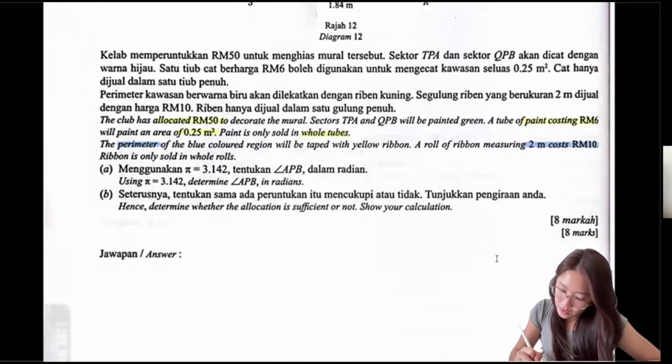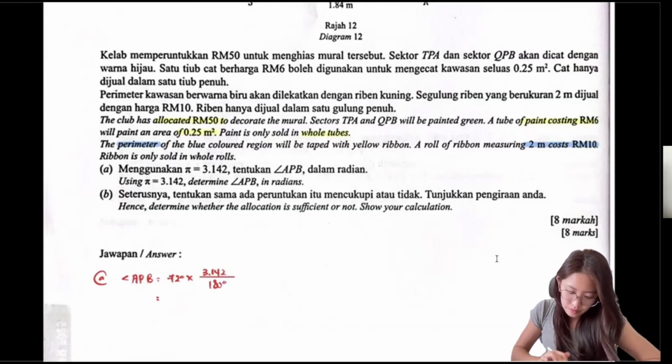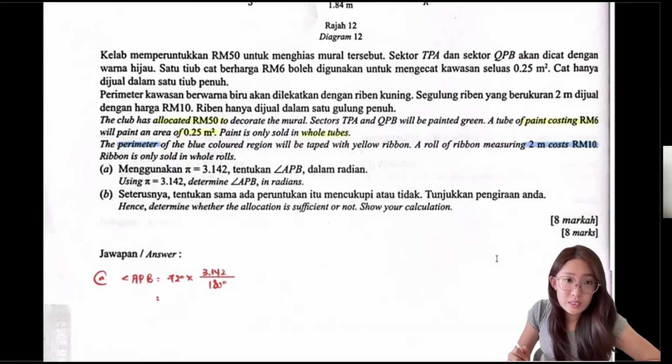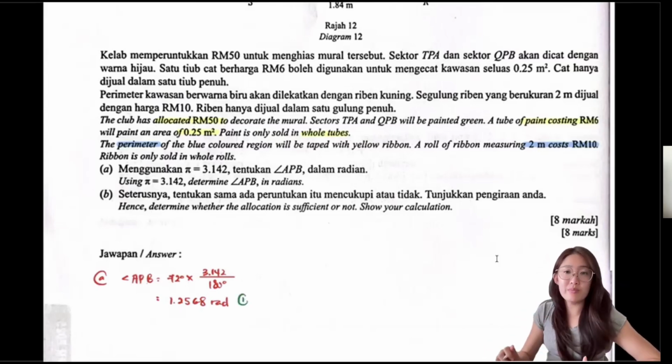So question A, angle APB, they have already given it to you, 72 degrees. So change it to radian: times pi, divide by 180. For pi, they have mentioned that you need to use 3.142, so you must follow 3.142 over 180. Answer here, 1.2568. Write the whole thing, and then write radian. This one here will give you 1 mark. Another 7 marks in B.